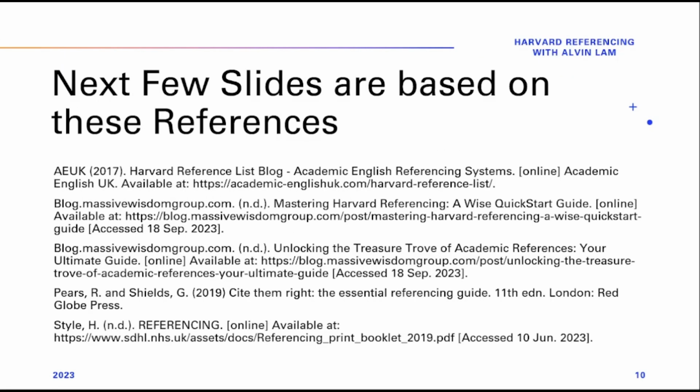Now, to walk the talk, we actually provide you all the links and all the references that we use in this presentation, right? So the next few slides are based on these references, and we add on to the good work already done by many other good researchers. So for example, you can see that AUK, right, 2017, we have a Harvard reference list blog. So you can go there, take a look in depth. There are also blog posts, and then there are also references, a reference guide, right, by Pierce and Shields. And there are also others like style guides for referencing.